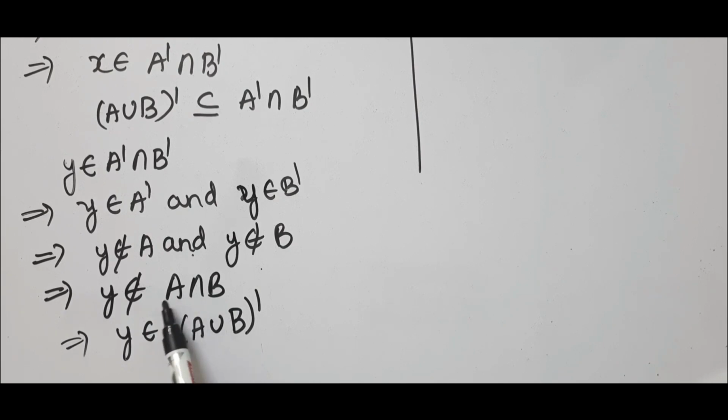It does not belong to A and does not belong to B, so it is not a common element. When it is not a common element, it won't be in either set A or set B. When it is not in set A or set B, we cannot do A union B. So when we cannot do A union B, it is not an element of A union B. It is clear. So we can write this as y belongs to a set which does not contain it, which is nothing but A union B whole complement.